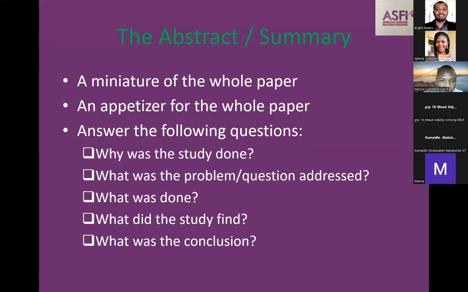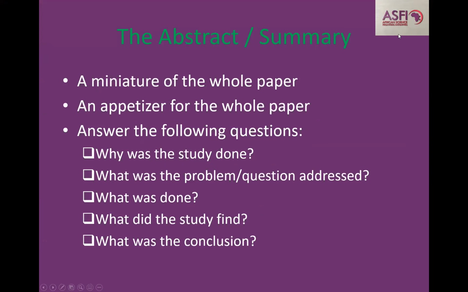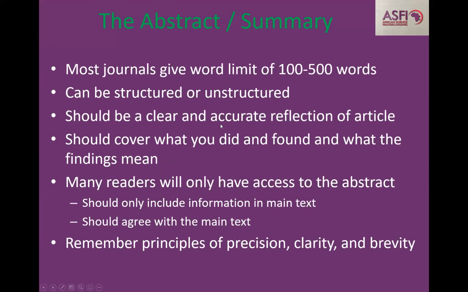Before we get into what you went out to do, let me quickly finish this section on the abstract. The key thing here is that the abstract is a synopsis, a miniature of the project. Most journals will give you word limits, which can range from as little as 100 to 500 words, depending on the type of paper you are submitting. It can be structured or unstructured. We'll come back to that.